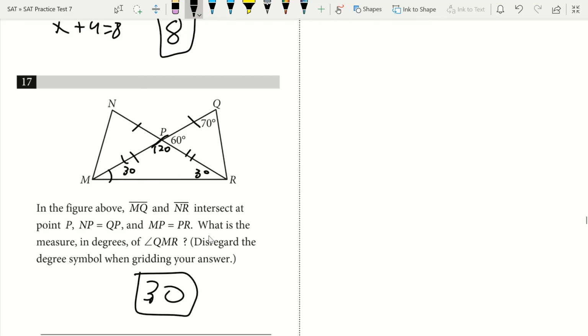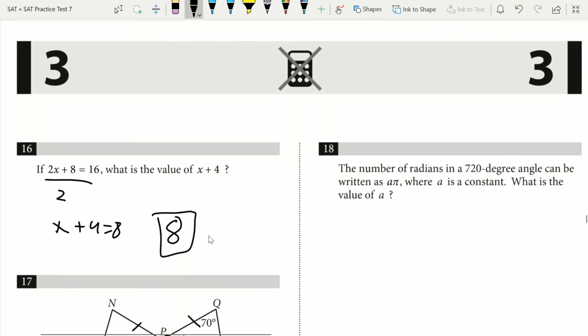All right, question 18. The number of radians in a 720-degree angle can be written as a pi, where a is a constant. What's the value of a? Well, the number of radians in a 360-degree angle is 2 pi. So in a 720-degree angle, that's times 2, which is 4 pi. We're asked for a. That's going to be 4.